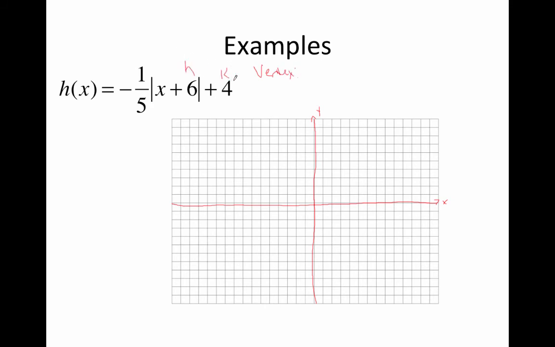Okay, again, we want our vertex. So our h is inside, our k is outside. H, it looks like +6, but remember, opposite of what you see. So the x-coordinate will really be -6, but the k is the same. So -6, 4 will be the vertex here.